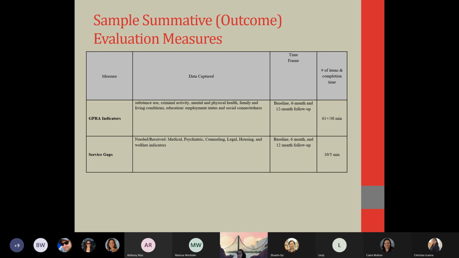GPRA indicators, I don't know if anybody's familiar with those, but these are actually required. The Substance Abuse and Mental Health Services Administration requires them, and so does the U.S. Department of Education. Now, obviously, the GPRA measures are different for the U.S. Department of Ed than these, but as you can see, these are the GPRA indicators that were collected on this grant. So they were collected at baseline, 6-month and 12-month follow-up. And then this was a local measure we used, which were service gaps for these clients. So basically collecting services they needed and were not getting at baseline, 6-month and 12-month follow-up.